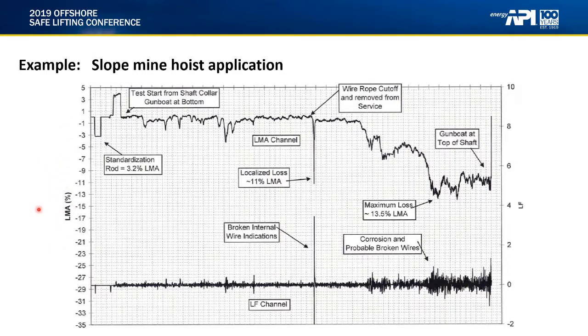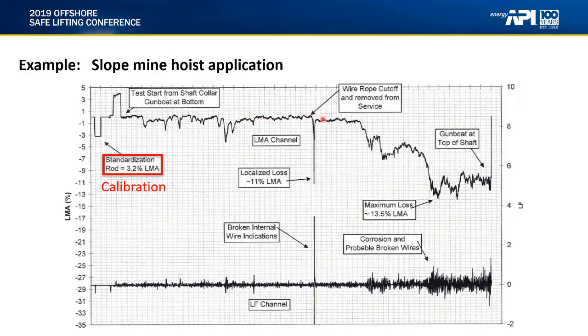We have the LMA signal on the left and the LF signal on the right. Some highlights show some calibration, here roughly 3.2%. Again, calibration is a critical first step so that the rest of the data makes sense and helps you with retirement decision making.